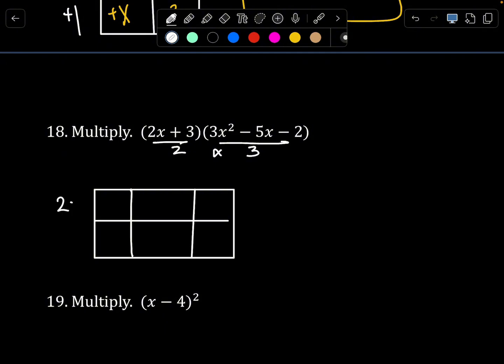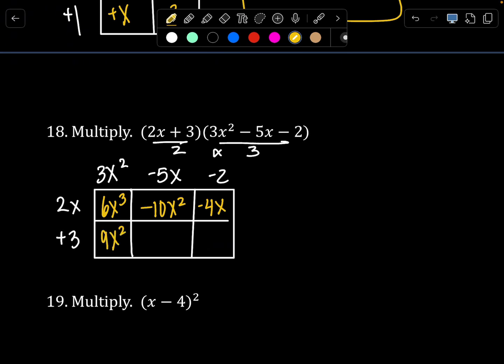Okay, so 2x and your 1s, 3x squared minus 5x minus 2. Here I go. This is 6x cubed, negative 10x squared, minus 4x. 3 times 3 is 9x squared, minus 15x, minus 6. Look at your diagonals. What do you notice? Anybody? They're like terms, so we can combine them. Good job. And it's better to do it in your head or in your calculator.